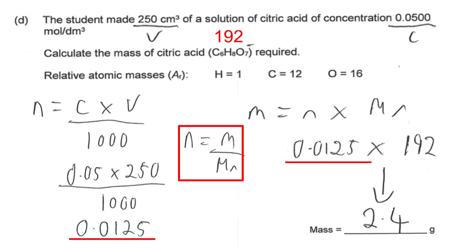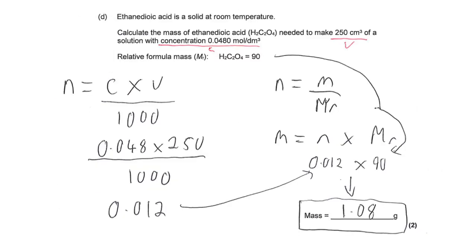So a student made 250 centimeter cubed of citric acid of 0.05. Calculate the mass of citric acid. The molecular mass of citric acid, I just did that myself, is 192. Step 1, number of moles is equal to concentration times volume over 1,000. I do that sum and I get 0.0125. I then get my molecular mass equation, number of moles is mass over molecular mass, rearrange it, and then multiply by 192 to get 2.4 grams. Here's another example.